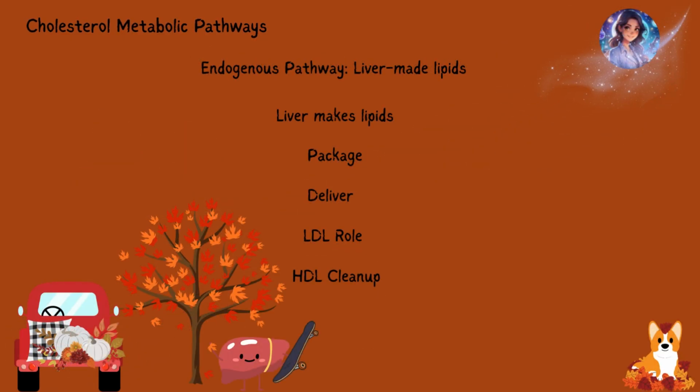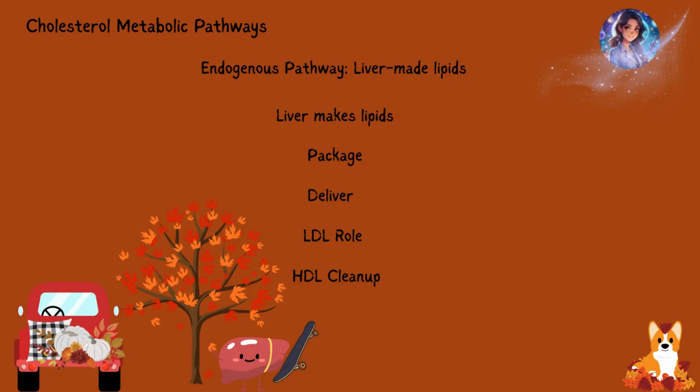In this pathway, the liver makes the lipids here. This is a cholesterol factory. So the liver makes cholesterol using HMG-CoA reductase, like a factory switch, if you will. The simvastatin, as I mentioned in the previous slide, binds to its active site, and it jams the machine to cut cholesterol production, lowering LDL.